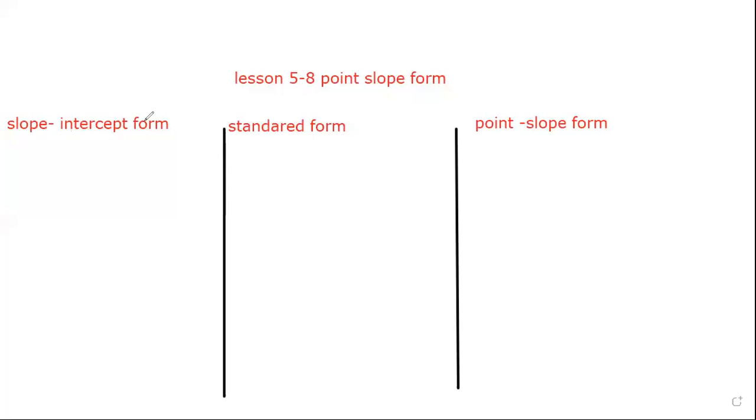Can anyone tell me the difference between the three types? We have three types of equation: slope-intercept form, standard form, and point-slope form. Who will give me the standard form for each one? Slope-intercept form is what? Y equals mx plus b.